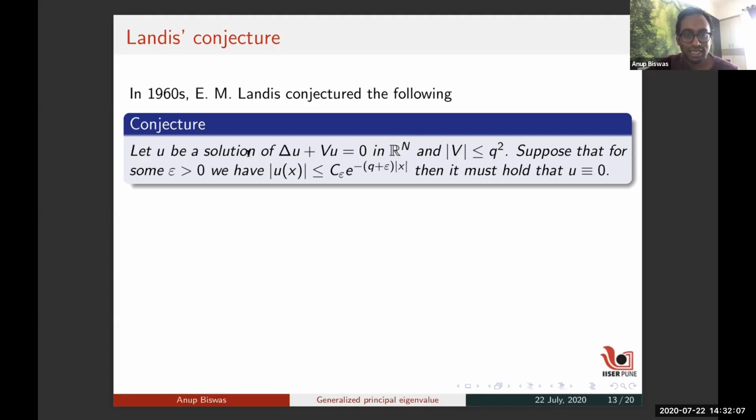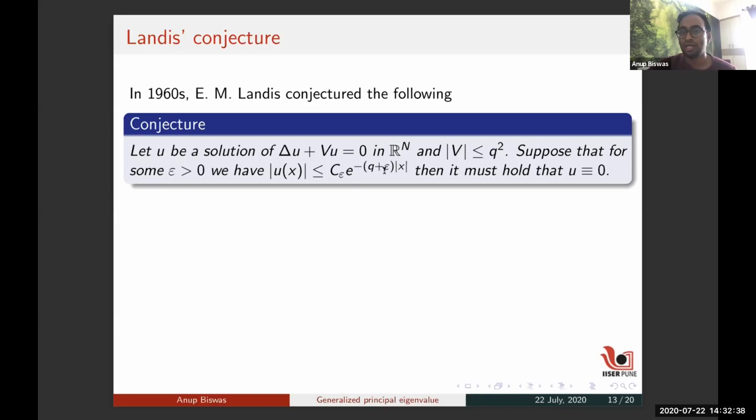So it just says: take a solution u of the equation Laplacian of u plus V times u equals 0, and V is bounded above by q squared. You can take q to be 1, no problem with that. Now suppose that for some epsilon, we have |u(x)| is less than or equal to e to the power minus (q plus epsilon)|x|. So that is the decay. You impose the decay of u in an exponential fashion, but with q plus epsilon.